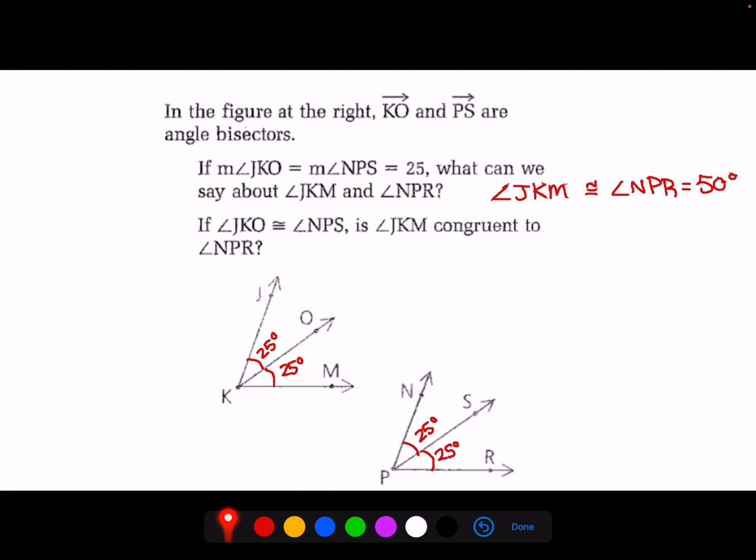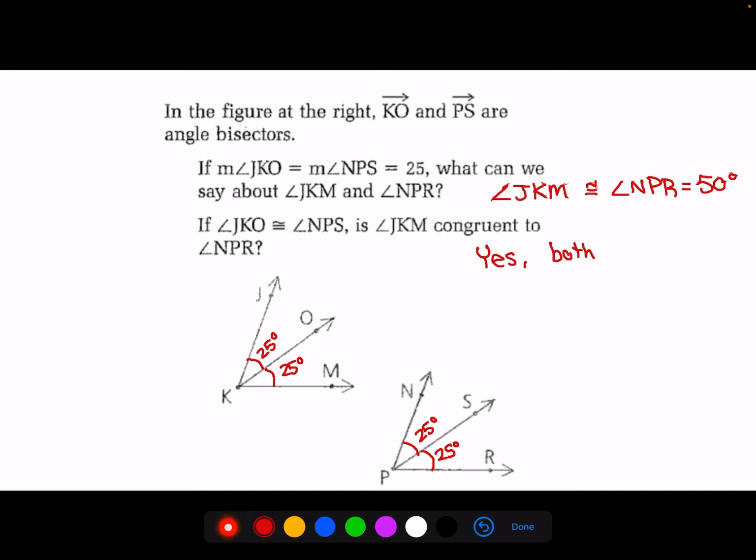So similarly, if angle JKO is congruent to angle NPS, is angle JKM congruent to angle NPR? And just like on the last slide, we would say yes. We would say yes. Both are bisected angles with one of the angles being congruent to the other. Therefore, the whole angle is congruent, just like the last one. So, yes.